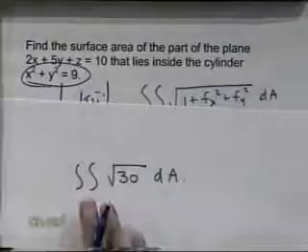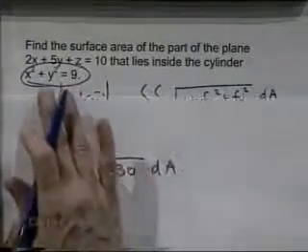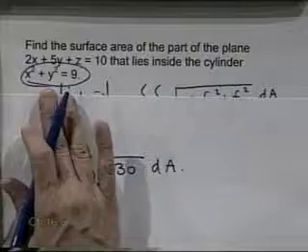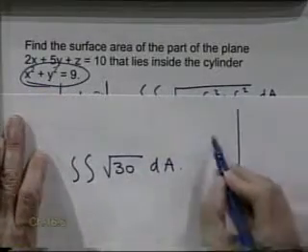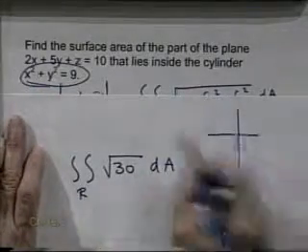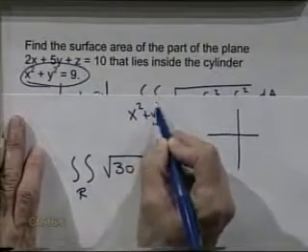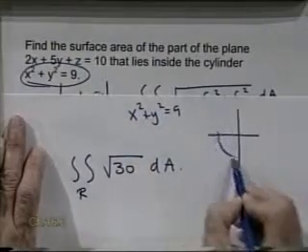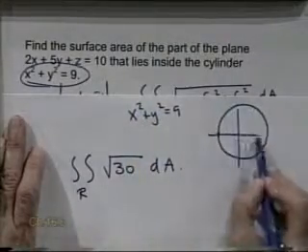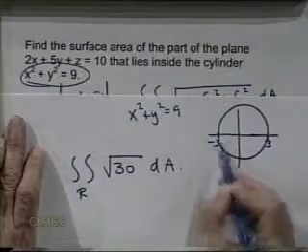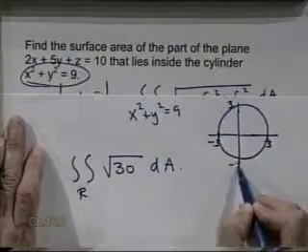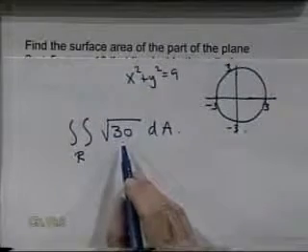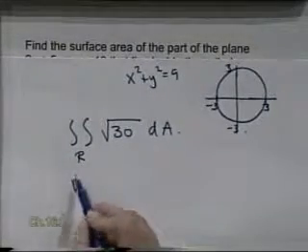Now, what's the region that I'm integrating over? The circle. Okay? The region R that I'm integrating is the circle x squared plus y squared is 9. A good mathematician is a lazy mathematician. That's a constant. I can factor it out.